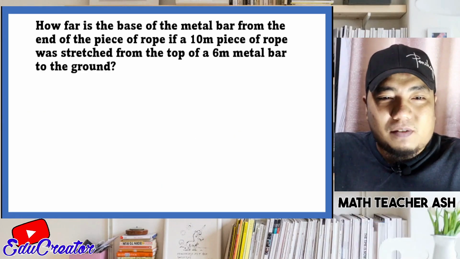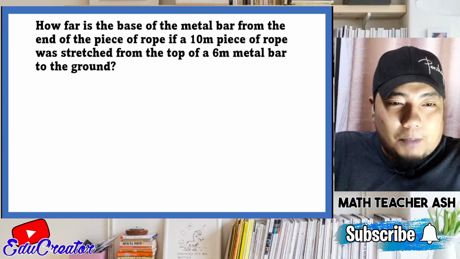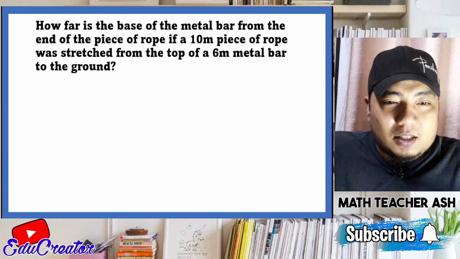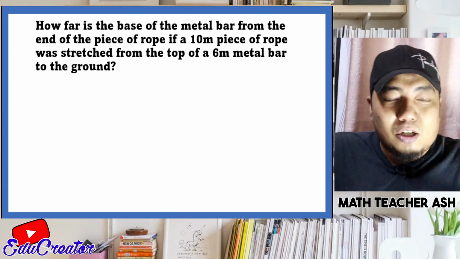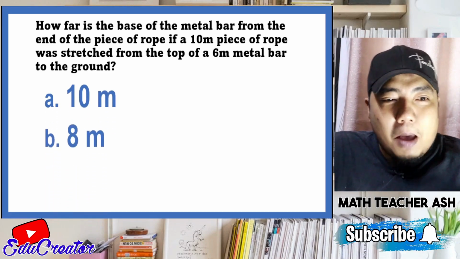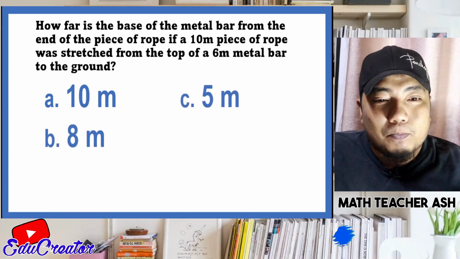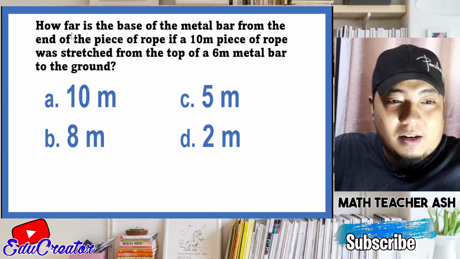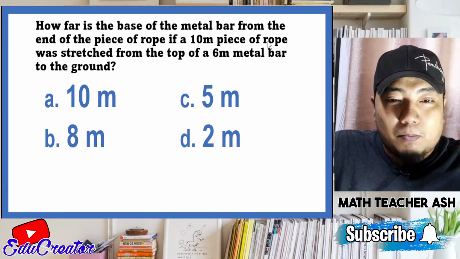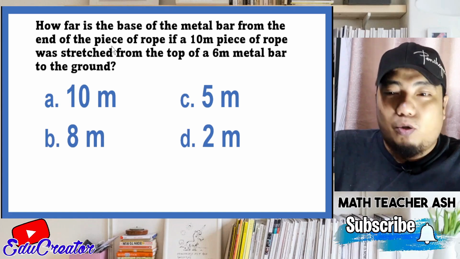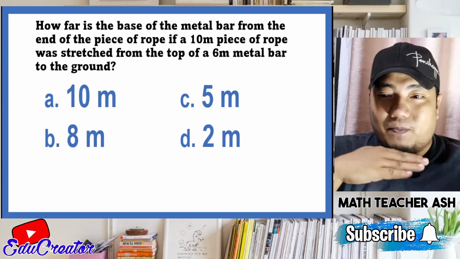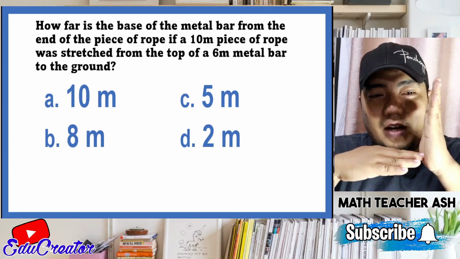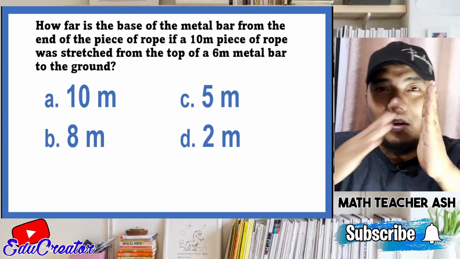How far is the base of the metal bar from the end of the piece of rope if a 10-meter piece of rope was stretched from the top of a 6-meter metal bar to the ground? Is it A, 10 meters, B, 8 meters, C, 5 meters, or letter D, 2 meters? Alright, so let's go back to our given. How far is the base of the metal bar from the end of the piece of rope? So we are talking about this part. And then this will be our metal bar. Alright, so the piece of rope will be drawn like this.